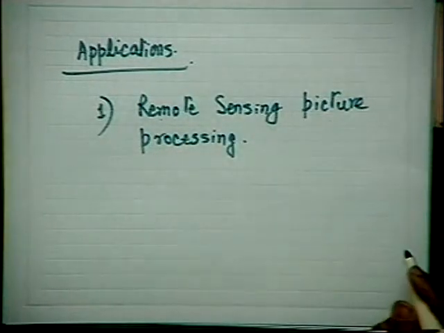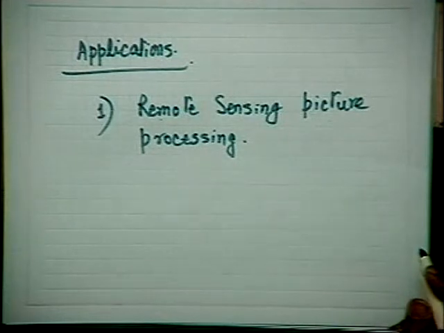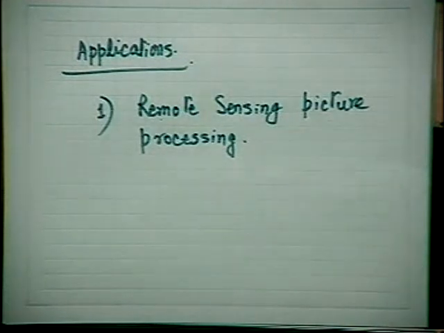And there are varieties of uses for this: tracking of earth resources, geographical mapping, prediction of agricultural crops, prediction of urban growth, weather predictions, flood control, and a lot of other environmental monitoring can be done by having suitable remote sensing picture processing. And today the entire remote sensing community, in India as well as abroad, is extensively making use of remote sensing picture processing.